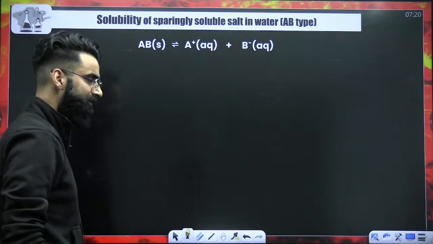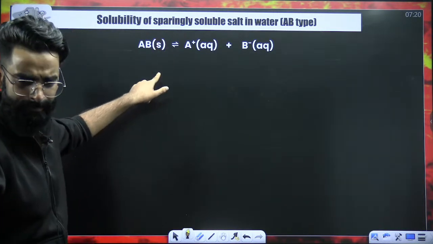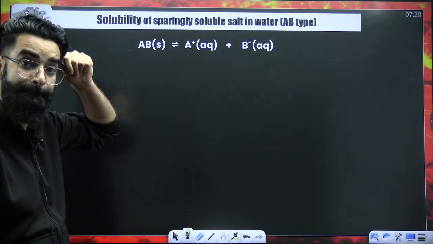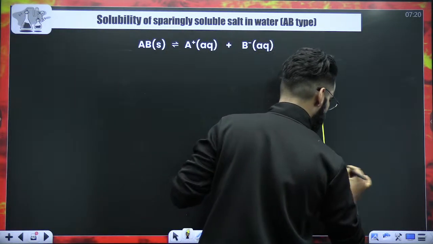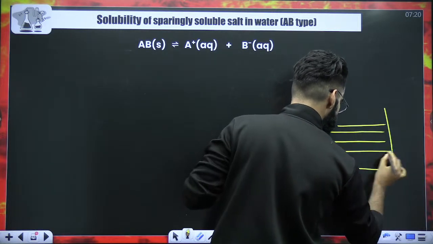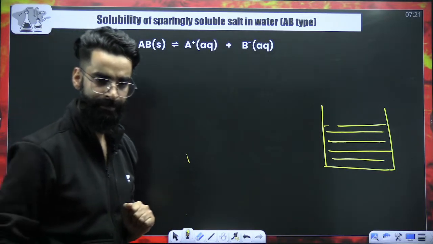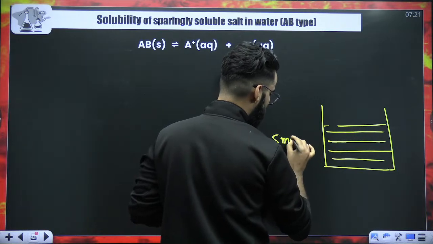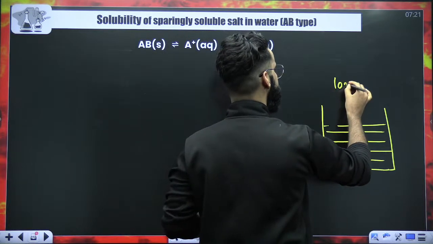Now try to understand. Do you understand why this equilibrium sign is in between? Any one of you has thought why this equilibrium sign is in between? Let me make you understand this in a simpler way. See guys, let's say this is water in the container. This water can accommodate a maximum of 5 moles of salt. I am introducing 10 moles of salt.